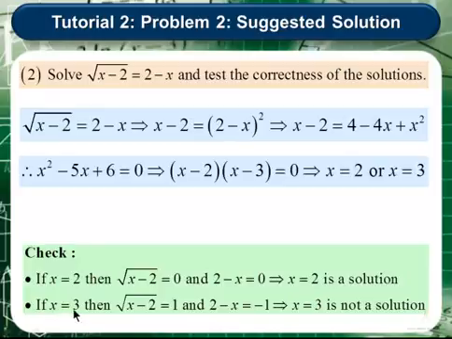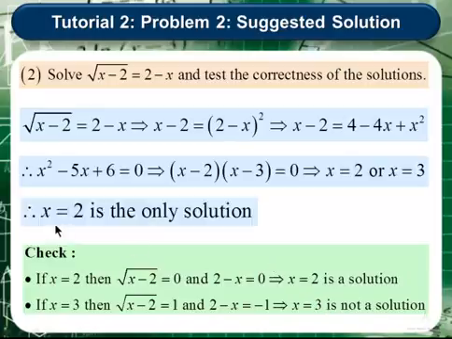Whereas if we substitute x equal to 3 in the original equation on the left hand side, we have the square root of 1 is 1, on the right hand side we have 2 minus 3 is minus 1. So 1 is not equal to minus 1. So x equal to 3 does not satisfy the original equation. So it's not a solution in this particular case. So the only solution then will be x equal to 2 in this particular problem.